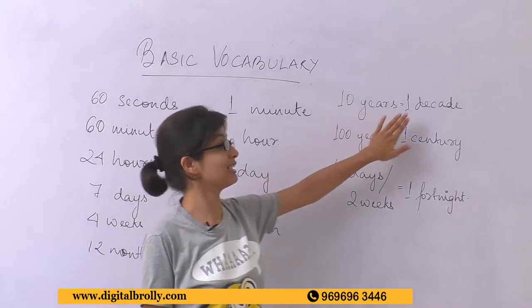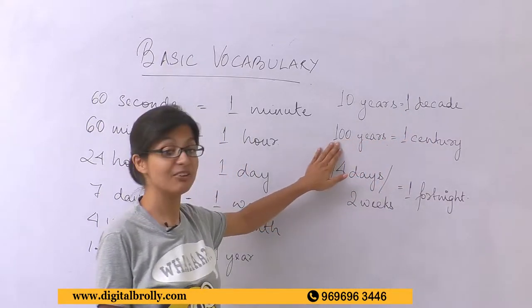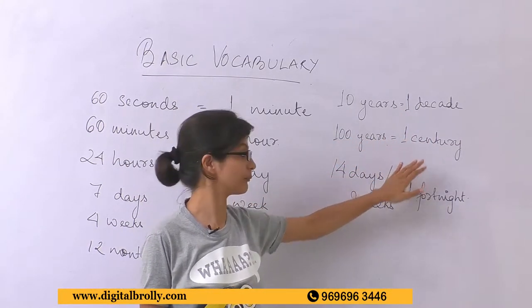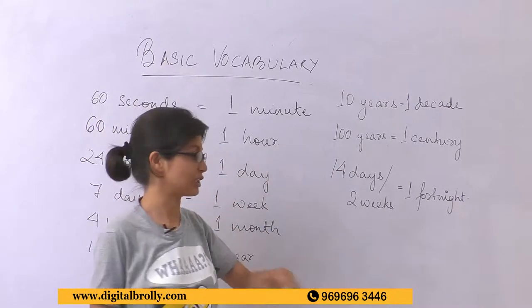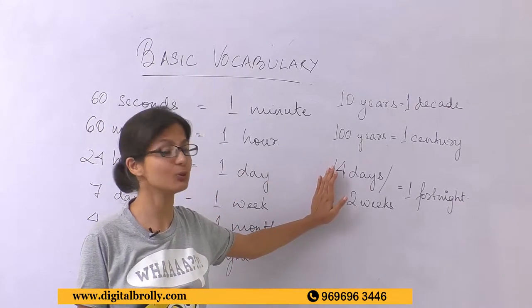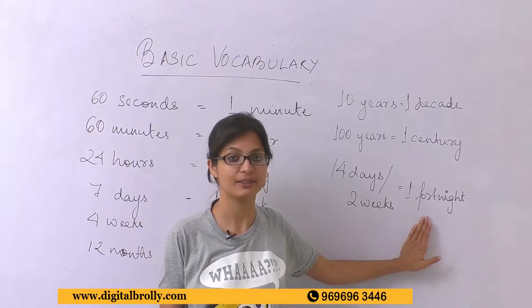10 years make a decade. 100 years make a century. And for extra information, 14 days or that is 2 weeks makes 1 fortnight.